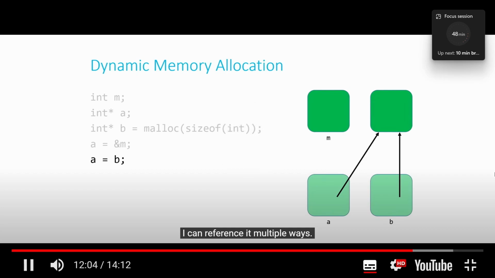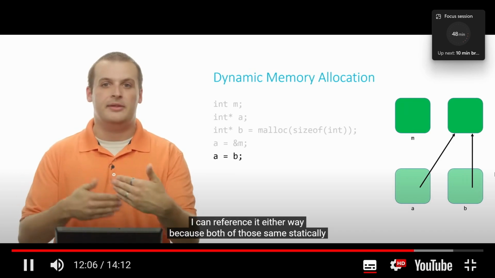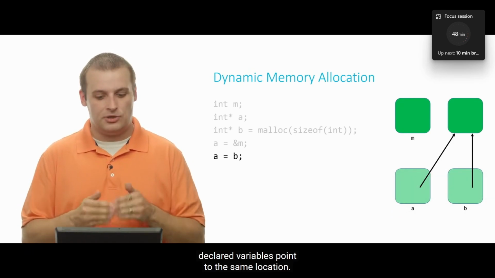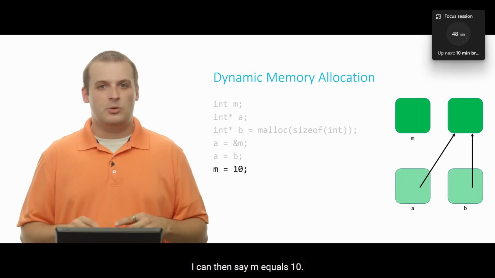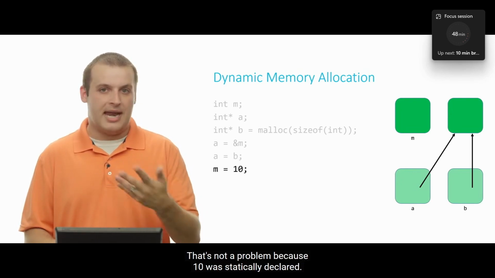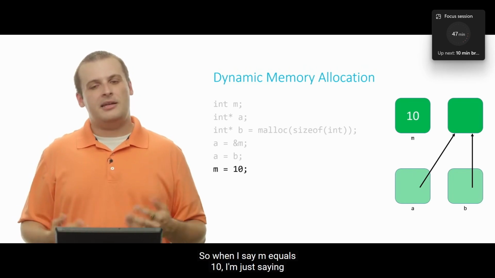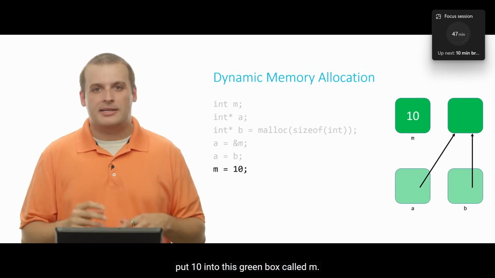can reference it multiple ways. Now I could say star A or star B. I can reference it either way because both of those statically declared variables point to the same location. I can then say M equals 10. That's not a problem because M was statically declared. It's a box that I know about already. It's got a name. So when I say M equals 10, I'm just saying put 10 into this green box called M.